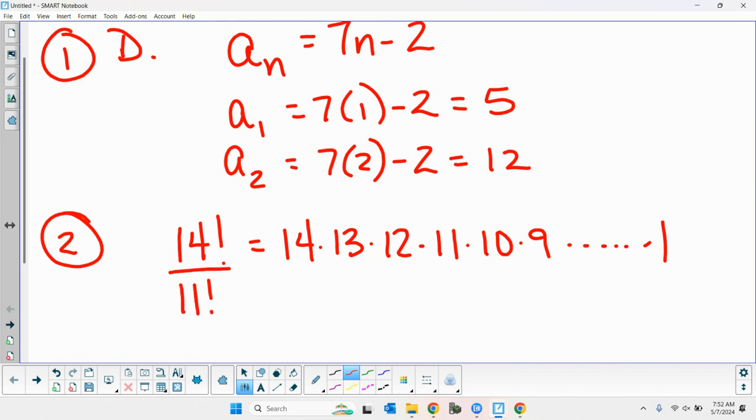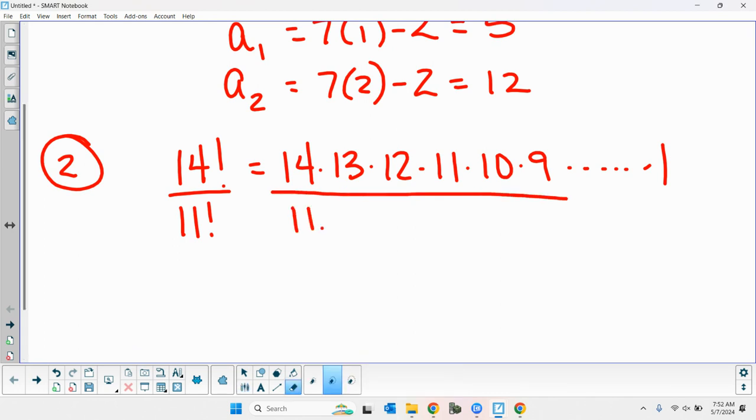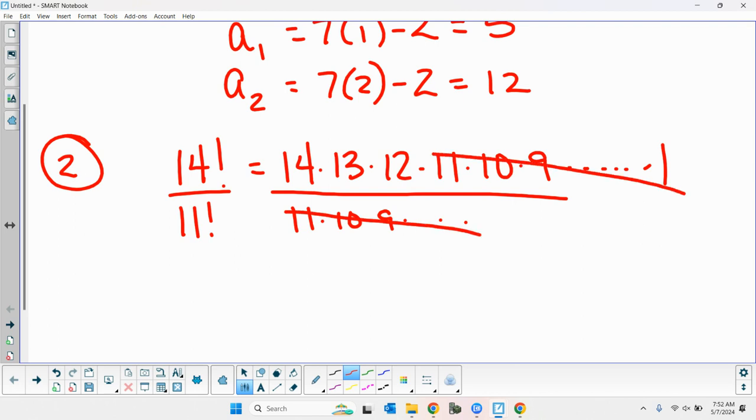All right, so here's how I do it. You know, this means 11 times 10 times 9 times, all right? So what about this 11, 10, 9 all the way to 1 and this 11, 10, 9 all the way to 1? What happens to them? They'll all cancel. So this is all you're doing, is that, okay?